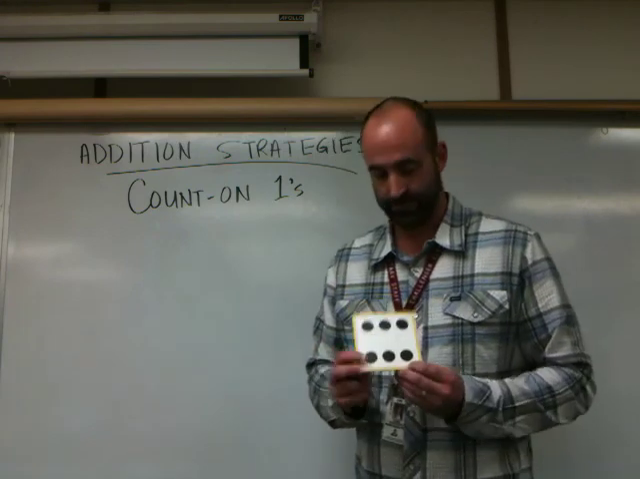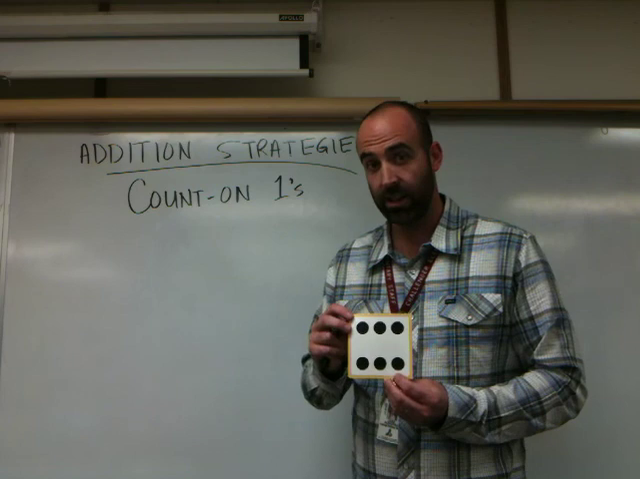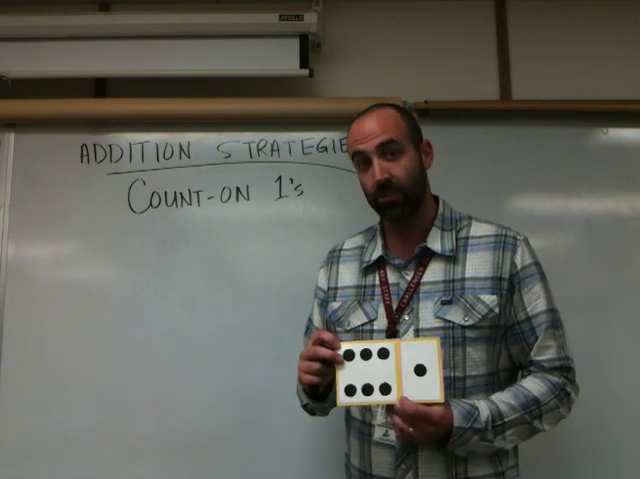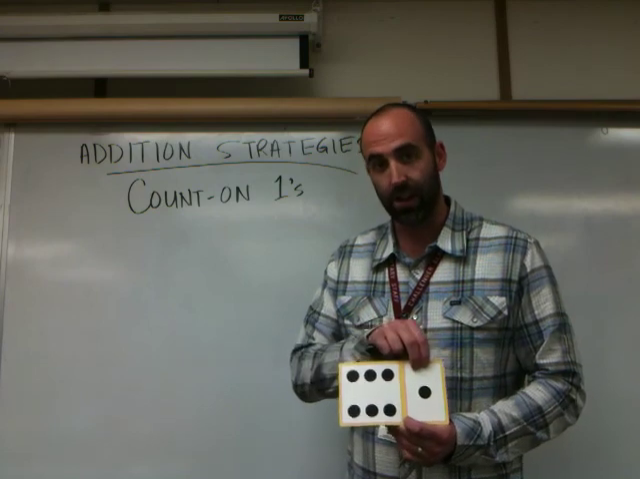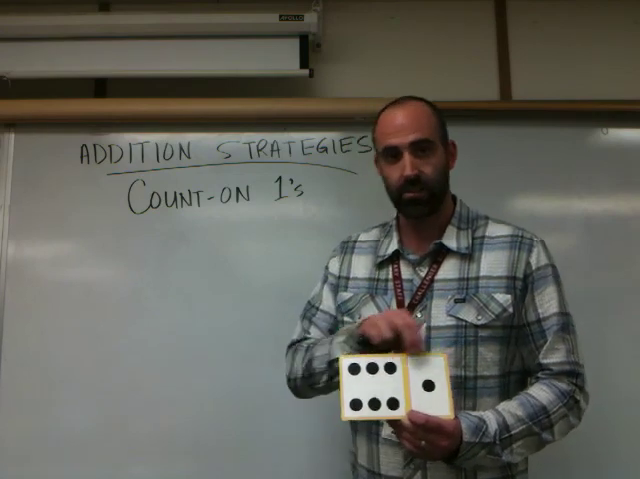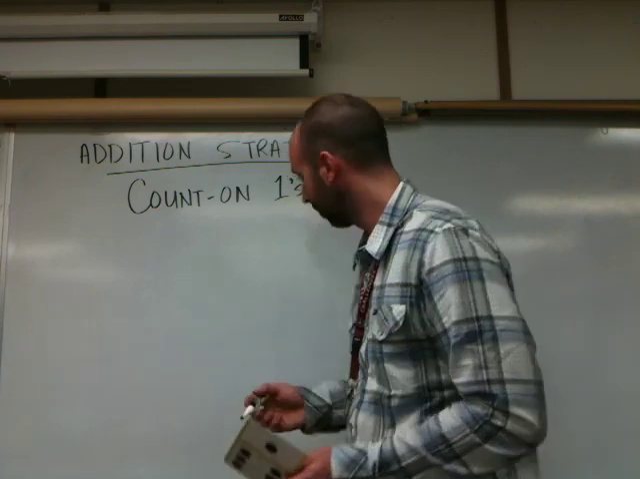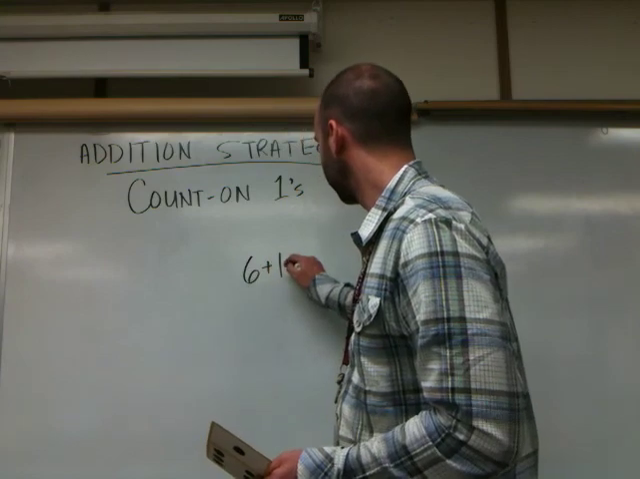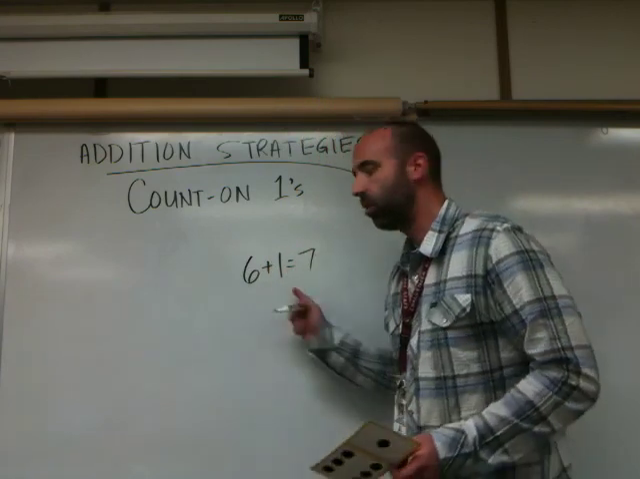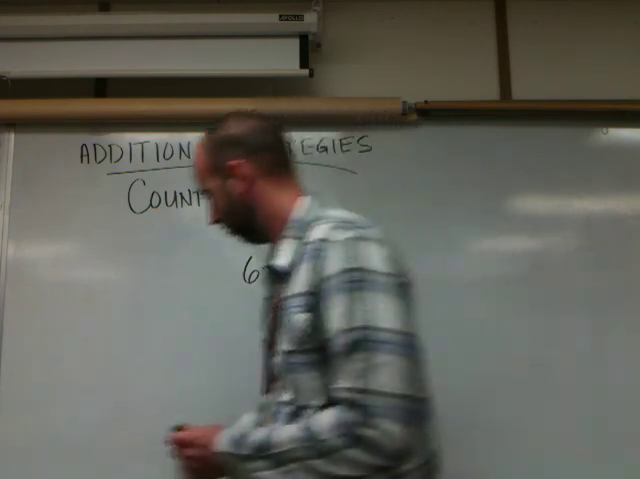What number do you see here? That's right, 6. And one more is 7. So I start with the big number, 6, and count on one more. 6, 7. Now you write down the fact that goes with this card. If you wrote down 6 plus 1 equals 7, you did it correct. Let's do another.